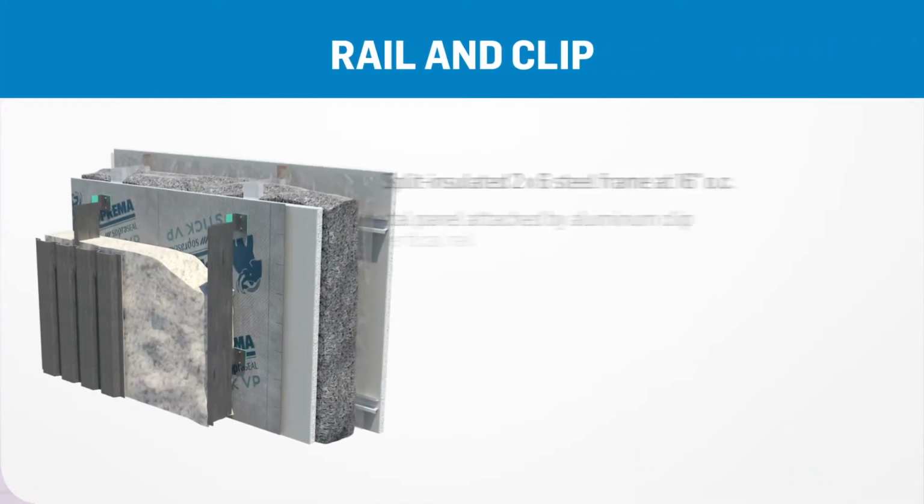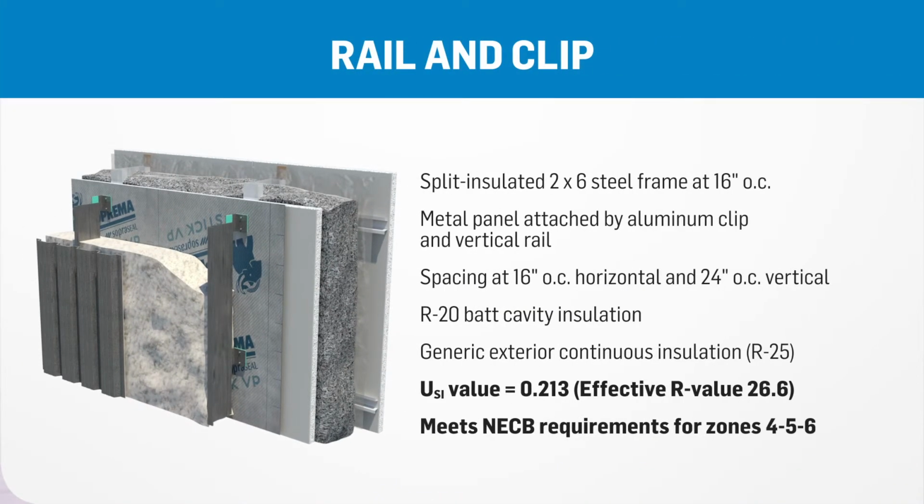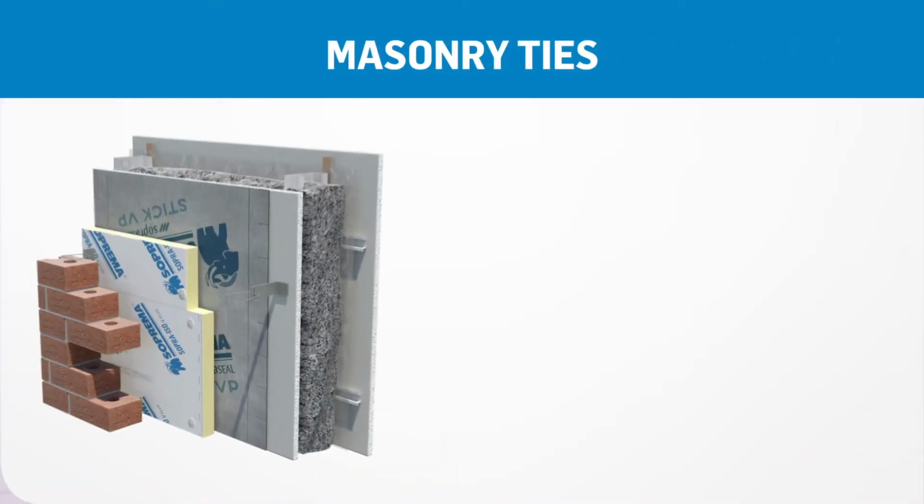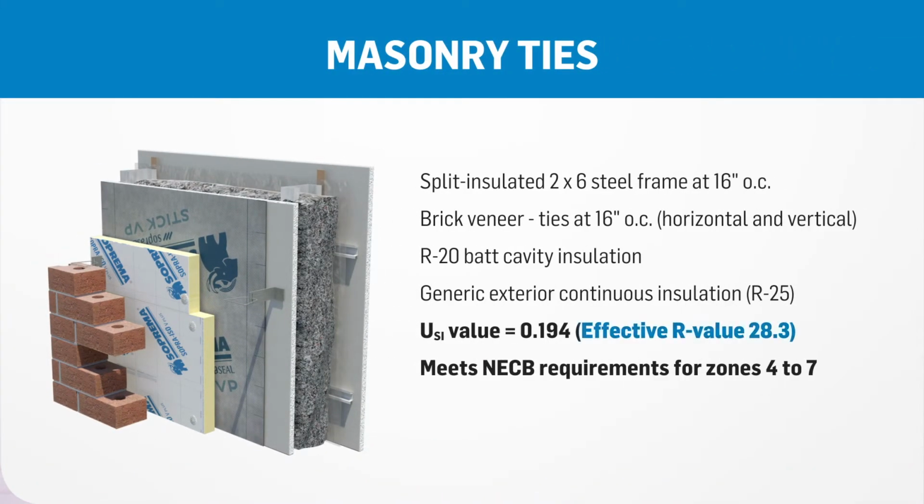If we add the R20 insulation in the cavity of the next assembly with rails and clips, effective R value reaches 26.6, which is sufficient for code compliance in zones 4 to 6. With the assembly using brick ties, we reach an effective R value of 28.3 after adding R20 insulation in the stud cavity. Again, that is more than what the code requires for zones 4 to 7.